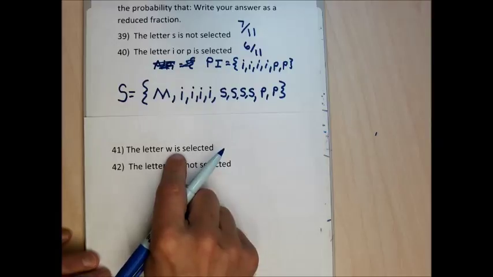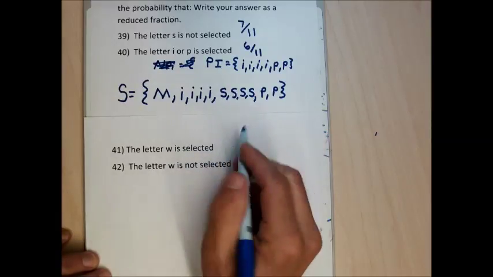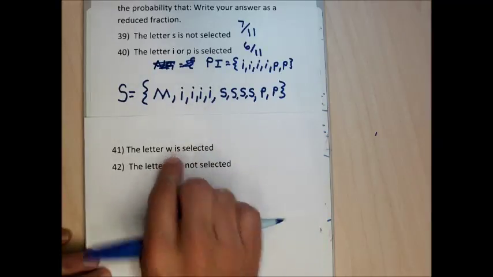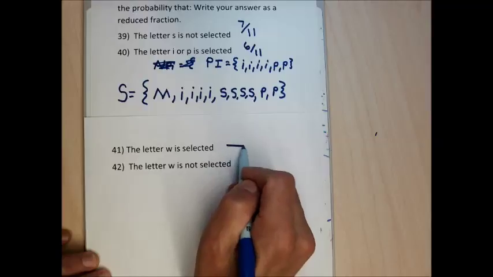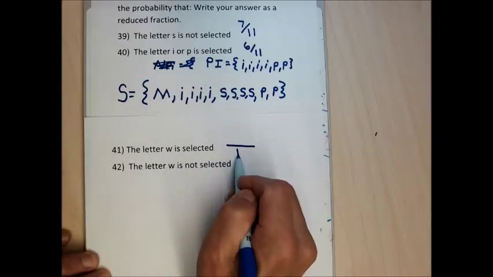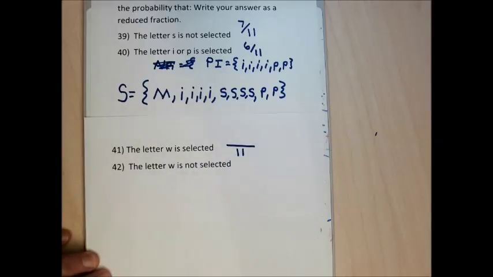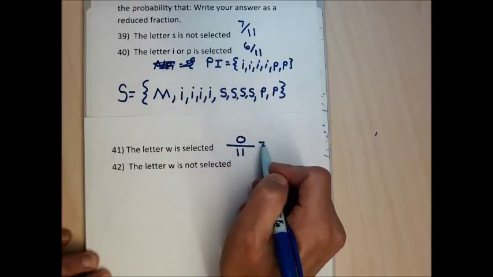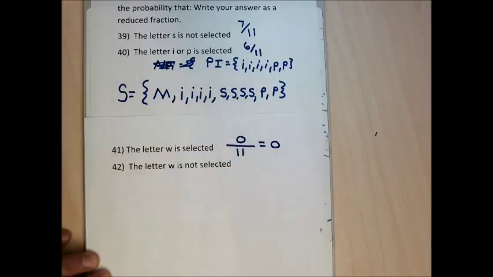For your problem 41, you should be able to give it a go. I wrote an answer of 0 down because for the probability of picking a W, I need to form a fraction. The denominator is the number of letters in the hat, which is 11. The numerator is the number of letters that are W, and there's no W. So your fraction is going to be 0 over 11. The probability is going to be 0.